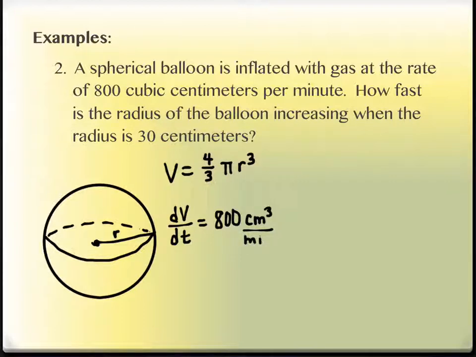And what we're asked to find in this problem is dr/dt. That's the question. What is dr/dt, specifically when r equals what? 30 centimeters.